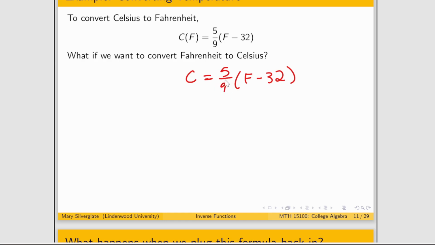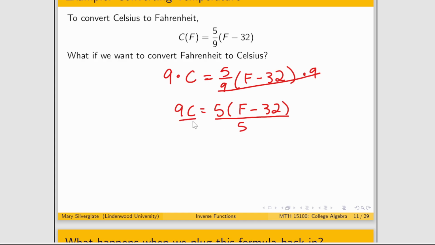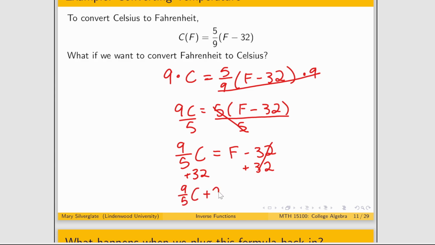First thing I would do is I would undo dividing by 9 by multiplying by 9 on both sides. 9 divided by 9 is 1. I'm left with 9C is equal to 5 times parentheses F minus 32, F being Fahrenheit. Then I would undo multiplying by 5 by dividing by 5s. So then I have 9/5 Celsius equals Fahrenheit minus 32. And then as my last step to solve for Fahrenheit, I would undo subtracting 32 by adding 32 to both sides. Had you distributed, you would have gotten an answer that was still equivalent to this.